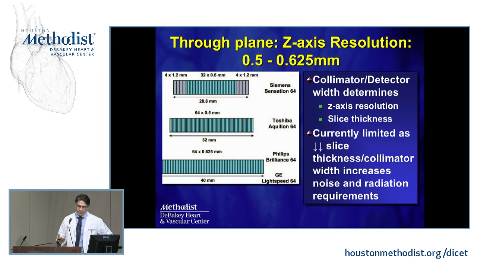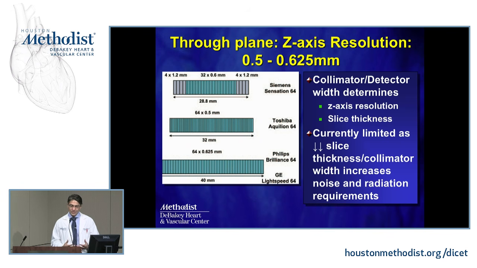Talking about Z-axis resolution, all the different vendors have a different setup of how thick their collimators are. This is just an example of some different setups that different vendors have. They not only dictate your Z-axis resolution, but also how much coverage of the heart you get. When we go to buy a scanner, we have to compare all of these different things to see what we want to achieve.